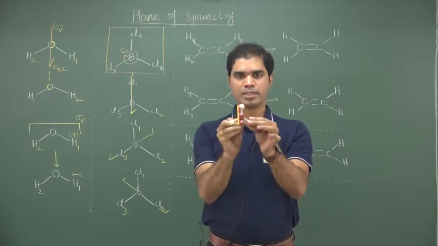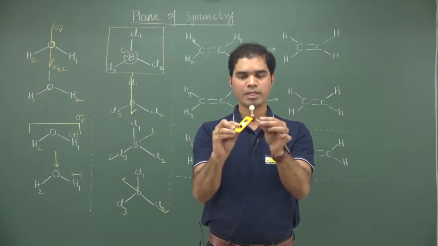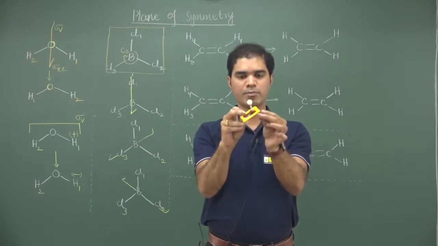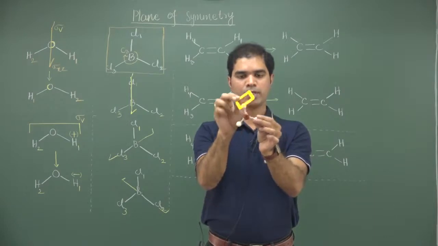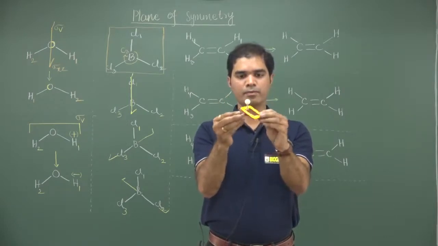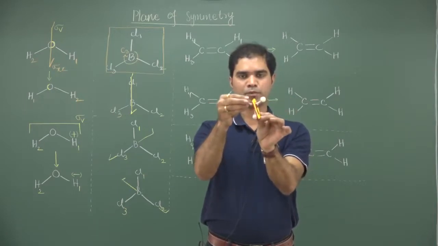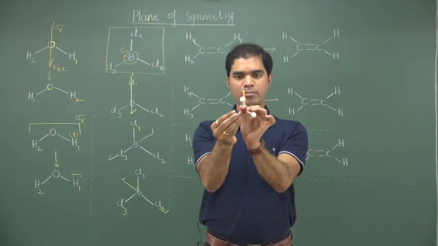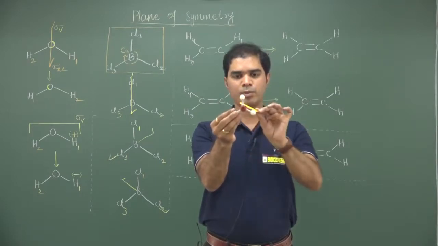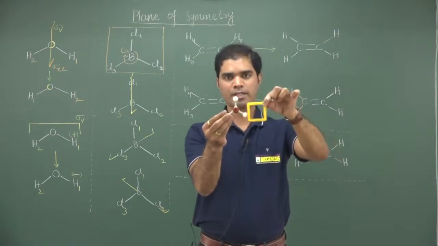Next, this is one plane which is passing through chlorine 1 and boron. This is another plane which is passing through chlorine 3 and boron, and a third plane which is passing through chlorine 2 and boron. You can check, one half will be reflected into another half. So one plane, two planes, three planes and a fourth plane.